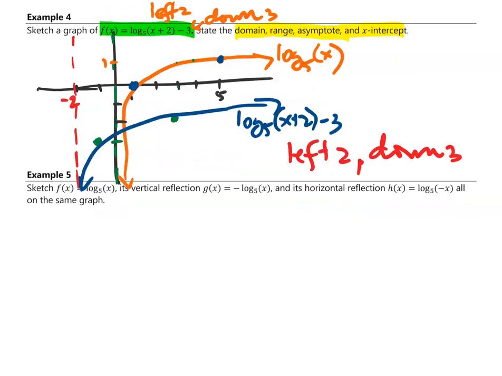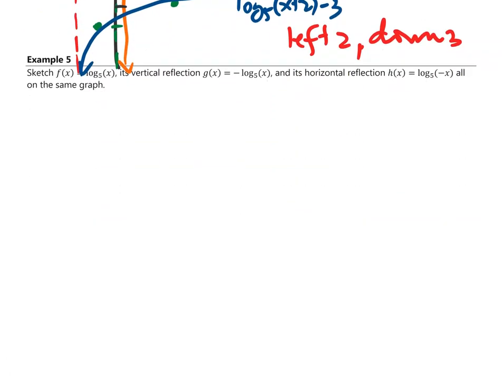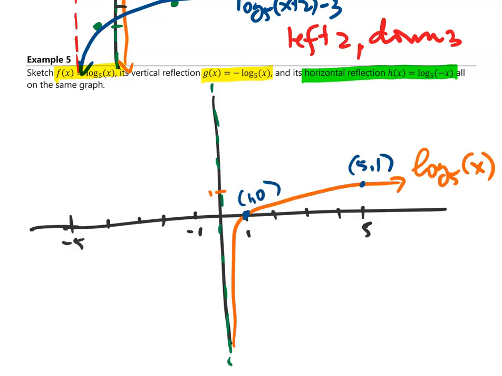Okay, example number 5. Sketch f of x is equal to log base 5 of x, its vertical reflection g of x equals negative log base 5 of x, and horizontal reflection log base 5 of negative x, all on the same graph. So let me start again sketching log base 5 of x. Here's the graph of log base 5 of x. You see that x-intercept at 1, 0, and we have the key point here at 5, 1.